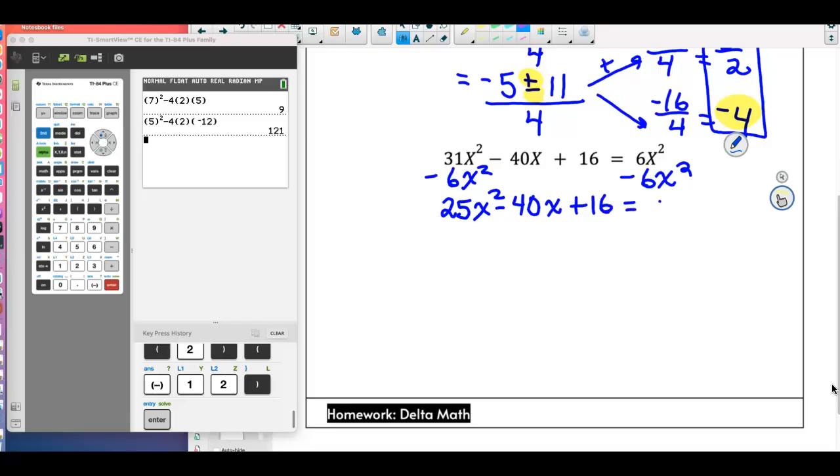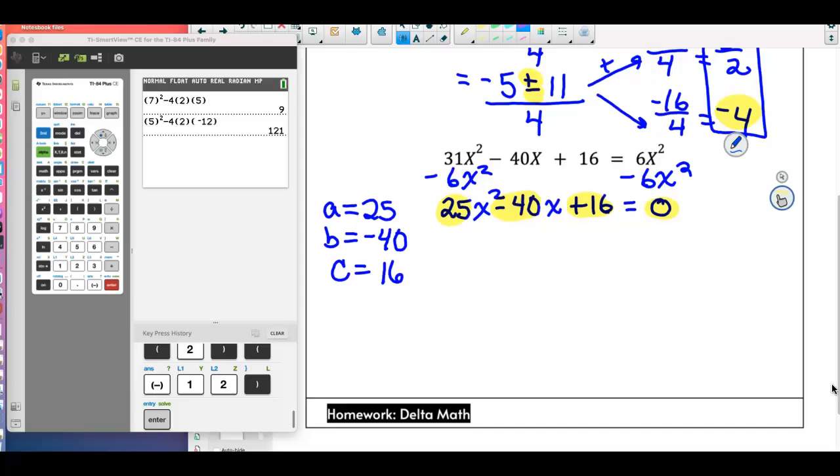Negative 6 squared. 6 squared minus 6 squared is a nice 0. Step 1 is done. I got one side equal to 0. Step 2, I need to identify my A, 25. My B, take the sign with it, negative 40. And my C, positive 16. Done. What do I do with those?